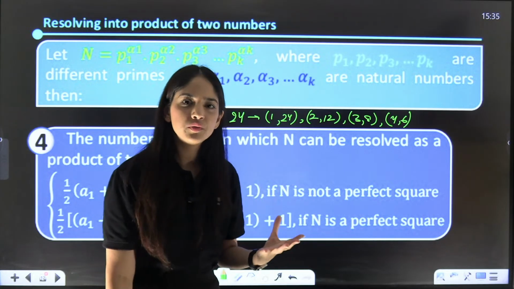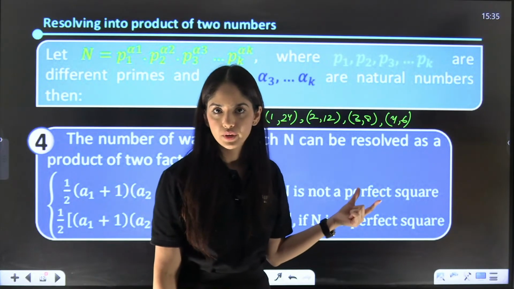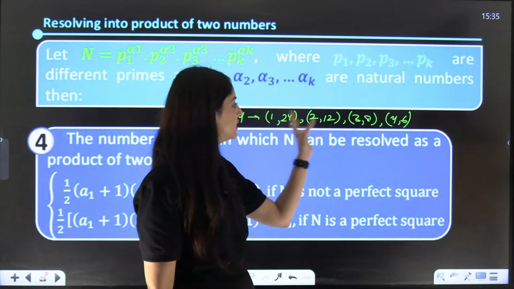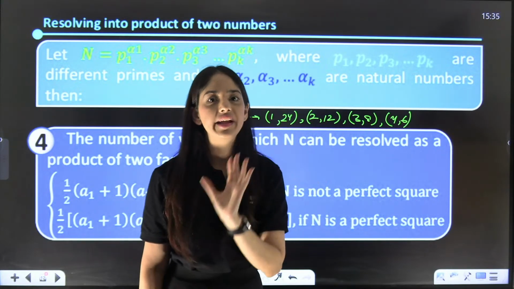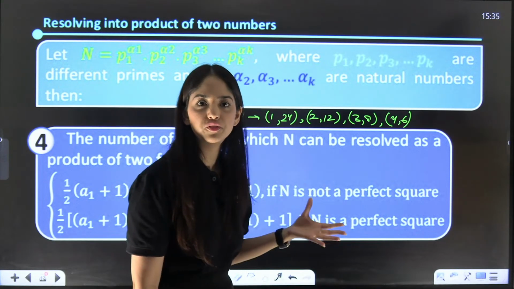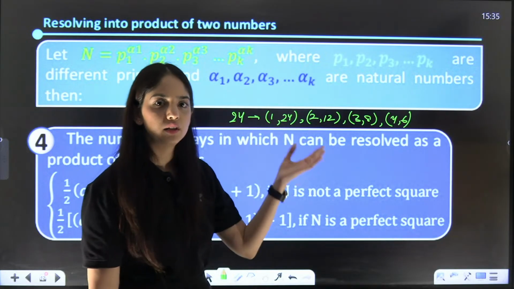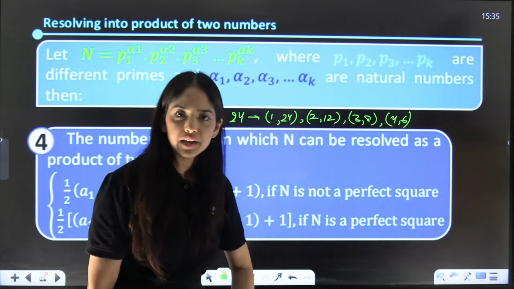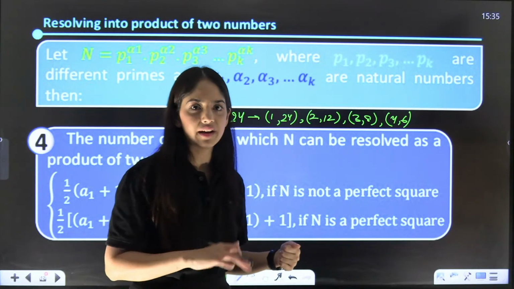So what exactly did we do here? We split them into pairs, correct? We split them into pairs. So 1 pair, 2 pairs, 3 pairs, 4 pairs. We had a total of 8 factors, correct? That means there can be 4 pairs in those 8 factors. So if the total number of factors is even, we can just divide it by 2.